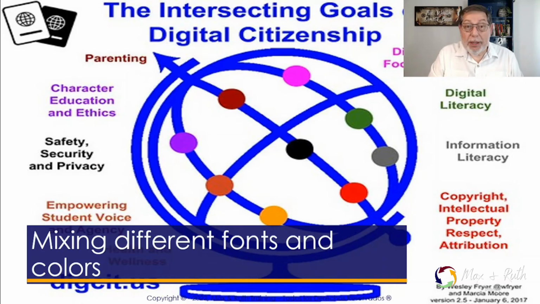Another very common error is using different fonts and colors in the same slide. In this slide we see blue, brown, purple, violet, green, red, orange, lots of colors here. And at least it's only one type of font, but there are slides that mix colors and mix different types of fonts. Try to use at the most 2 fonts and 1 or 2 contrasting colors, not more than that. Please pay attention to this.